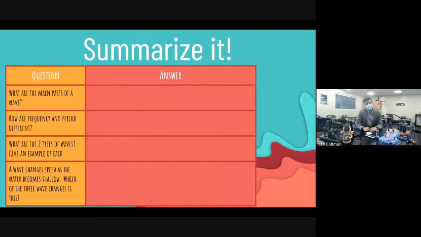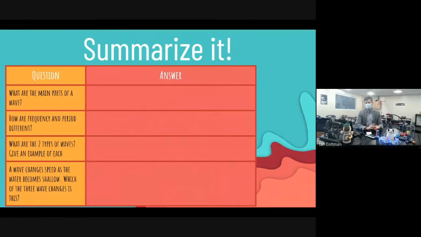Now that we're at the end of 5.1, we've gone through what the different types of waves, what waves are, and how they move. I'm going to ask you guys to summarize a few things. So the first question is, what are the main parts of a wave? The second question is, how are frequency and period different? The third question is, what are the two types of waves, and give an example of each?